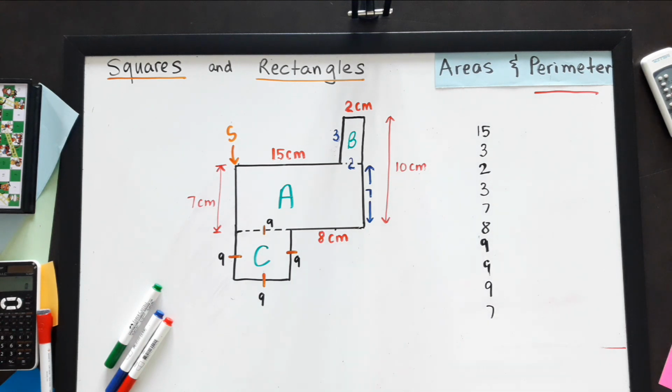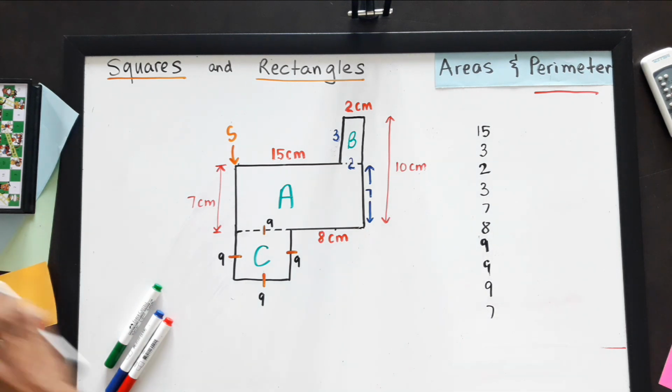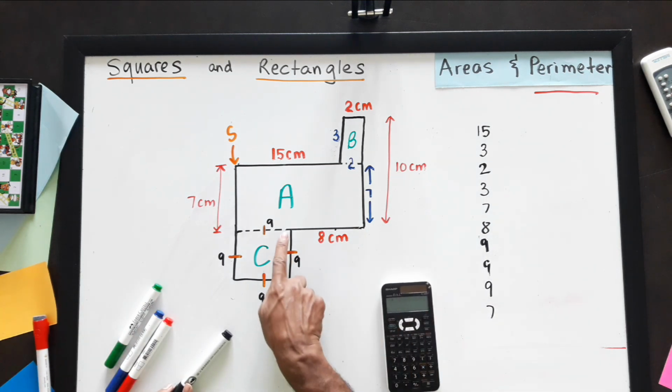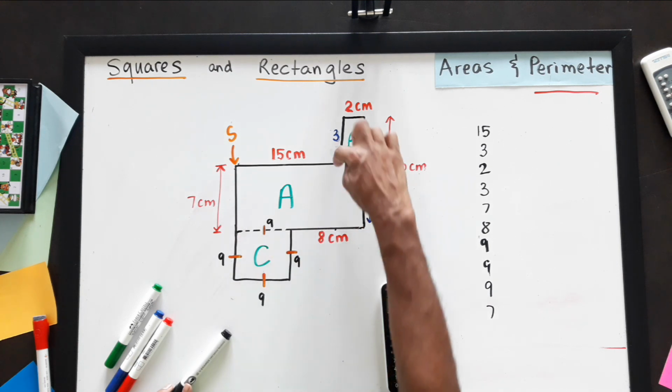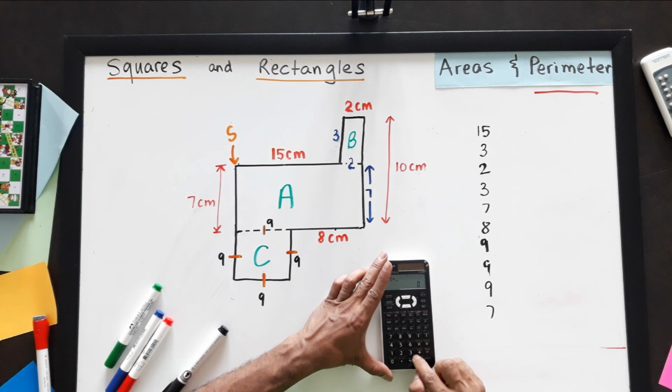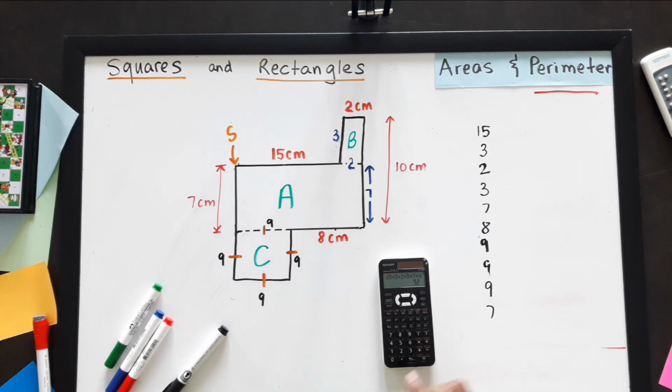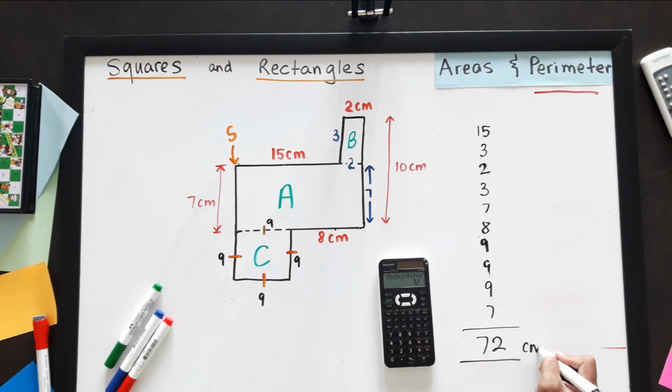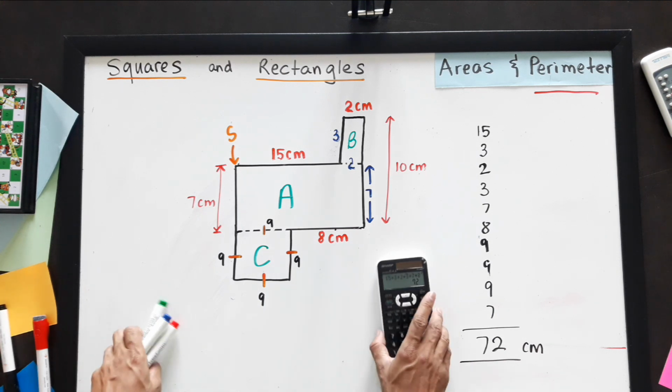So we just need to add up all of these numbers and we will get the perimeter. You'll notice we did not run through the shape. We just ran around the shape. So 15 plus 3 plus 2 plus 3 plus 7 plus 8 plus 9 plus 9 plus 9 plus 7 gave us 72 centimeters. And you notice it's just regular centimeters, not centimeters squared.